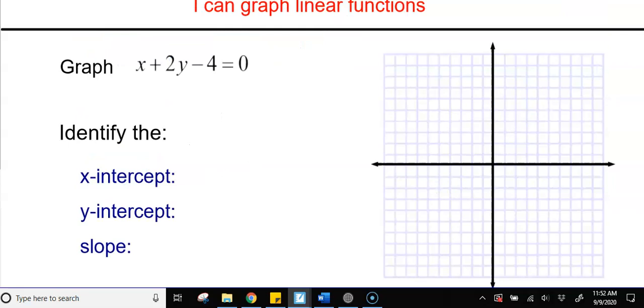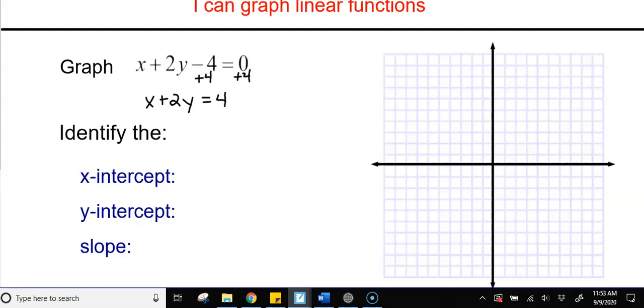Alright, second example. X plus 2y minus 4 equals 0. Technically, this isn't in any of the forms that we talked about, but it looks most similar to standard form again. The only problem is this minus 4, our constant, is on the wrong side. So we can easily fix that by just adding 4 to both sides. So x plus 2y equals 4. Okay?